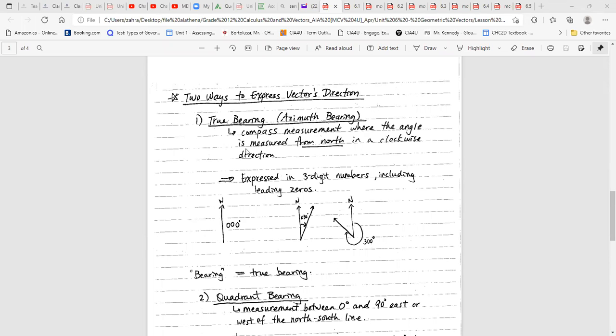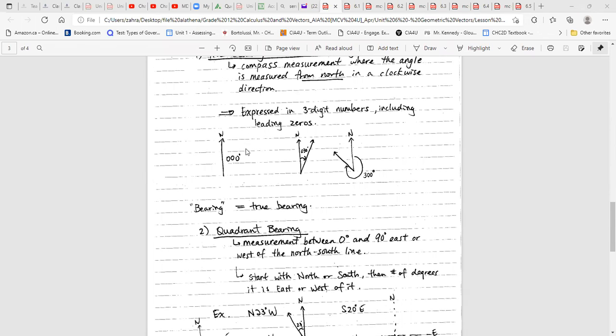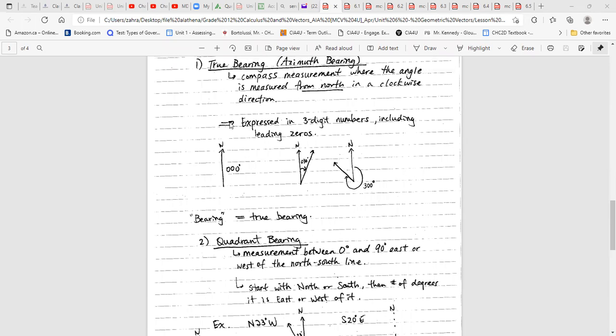So there are 2 ways to express vector diagrams. We can do bearing. When you talk about bearing, you measure it from north and you go clockwise. Let's say here is the bearing of 0. It means it's exactly at north. A bearing of 30 means you start at north and you go 30 degrees clockwise. A bearing of 300, you start at north and you go 300. So bearing is a measure from north.